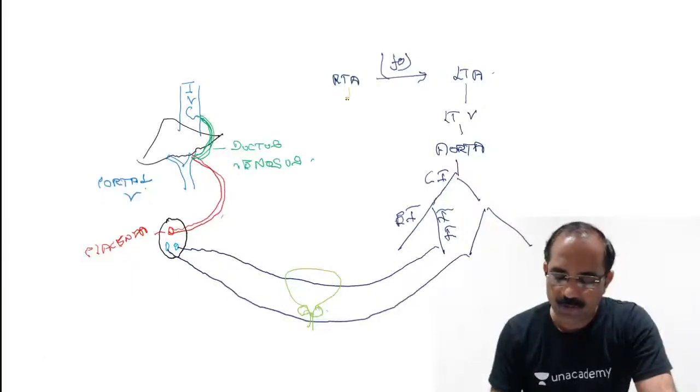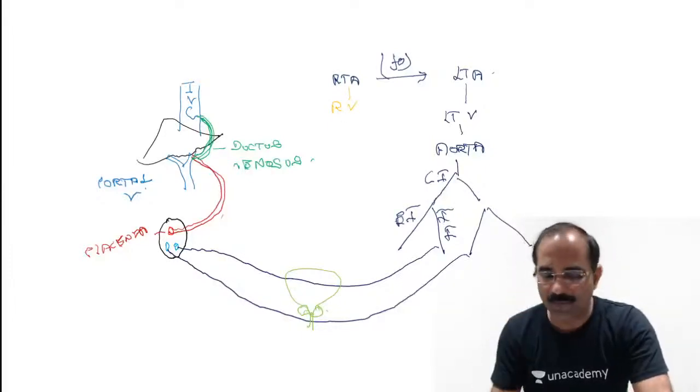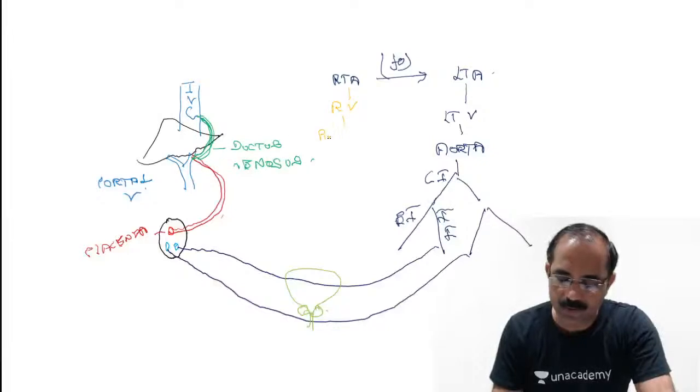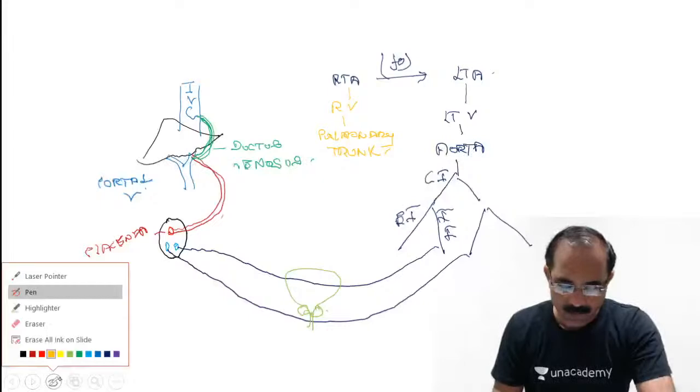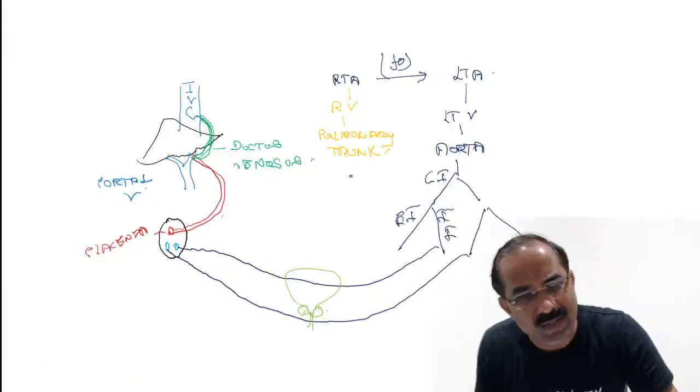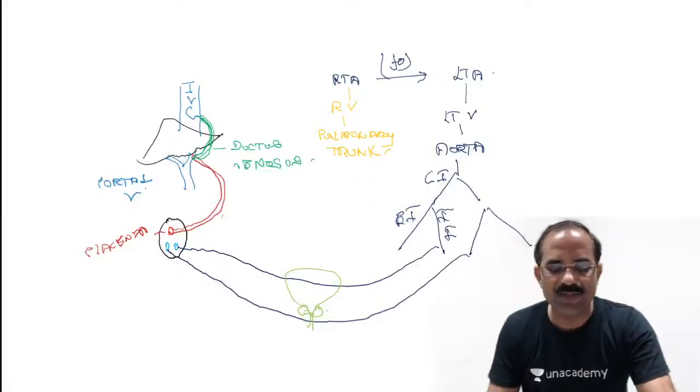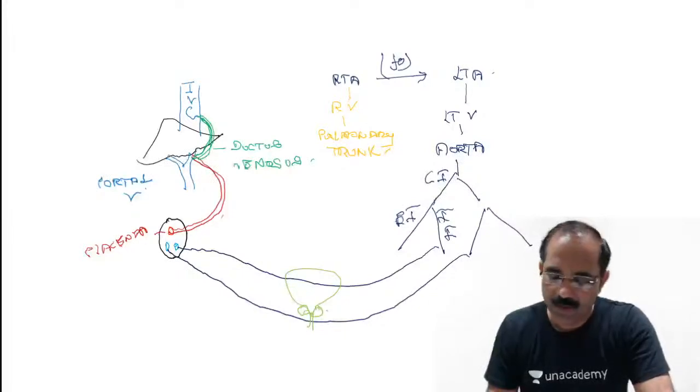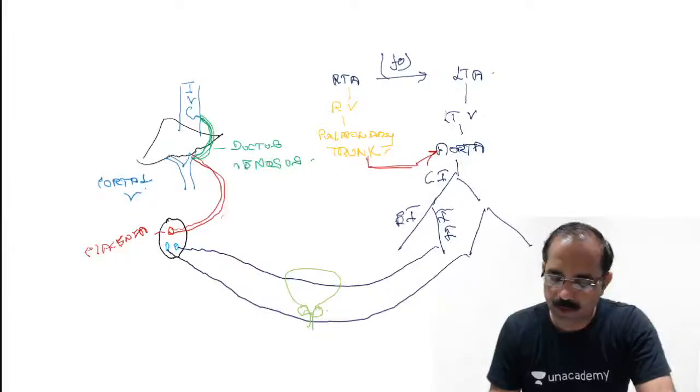Suppose from the right atrium, agar blood right ventricle mein gaya, from the right ventricle the blood will go to the pulmonary trunk, and from the pulmonary trunk the blood would go to the lungs, but the lungs are not functioning. Students, the lungs are not functioning. So the blood is bypassed to the aorta.